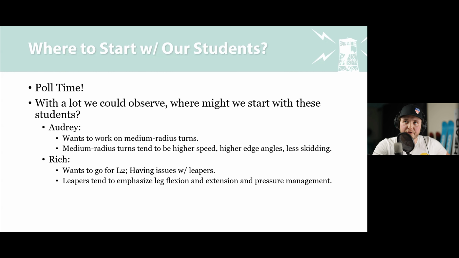So with all of that in mind, on how we can categorize and describe our observations, I want to circle back to narrowing our observation focus, right? We know that Audrey is thinking a lot about her medium radius turns, okay? And we know Rich has an imminent assessment coming up, but he's having some issues with leapers. Is there anything that comes to mind, knowing these student profiles, on how you personally might narrow your observations?